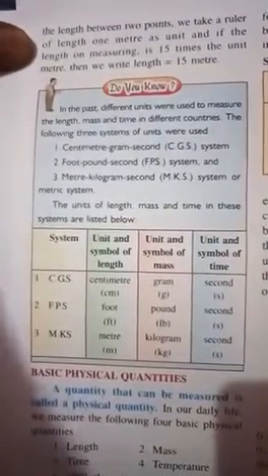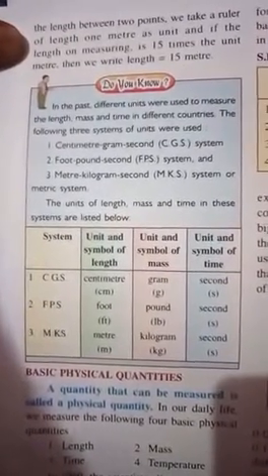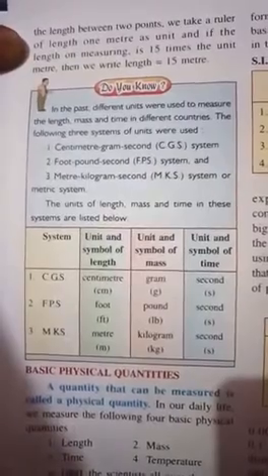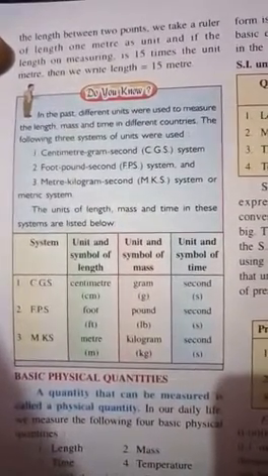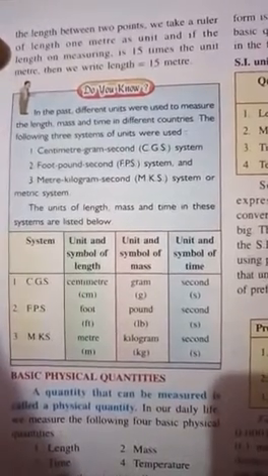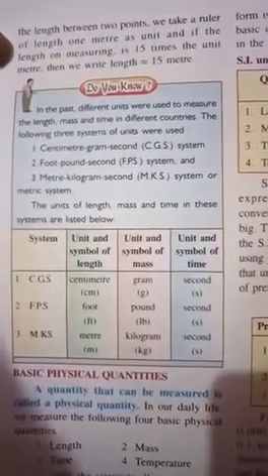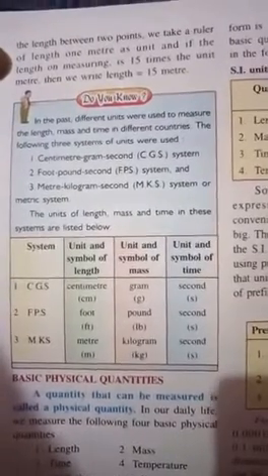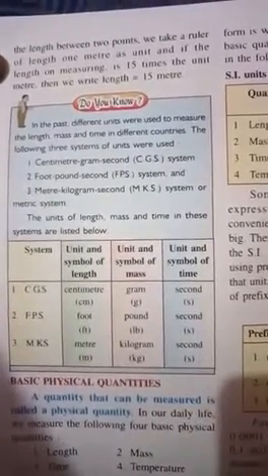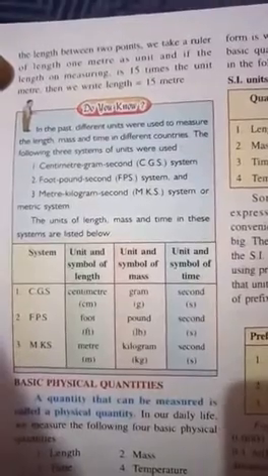In olden times, in the past, different units were used to measure length, mass and time in different countries. The following are given over here. As you can see, centimeter, gram, second; foot, pound, second; and meter, kilogram, second. These were the different types of systems which were used to measure length, mass and time in the respective countries.